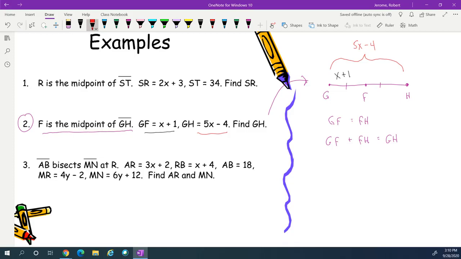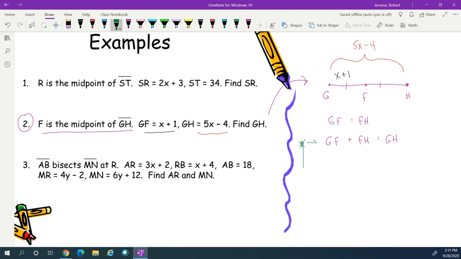Well, I have to figure out how to connect them. Are they equal to each other? Definitely not. GF is one piece of it, and GH is the whole thing. So I'm always going to ask myself, are they equal? And if not, how can I get from the small one to the big one? So they are not equal. They are absolutely not equal, which means this is the formula we're going to use.